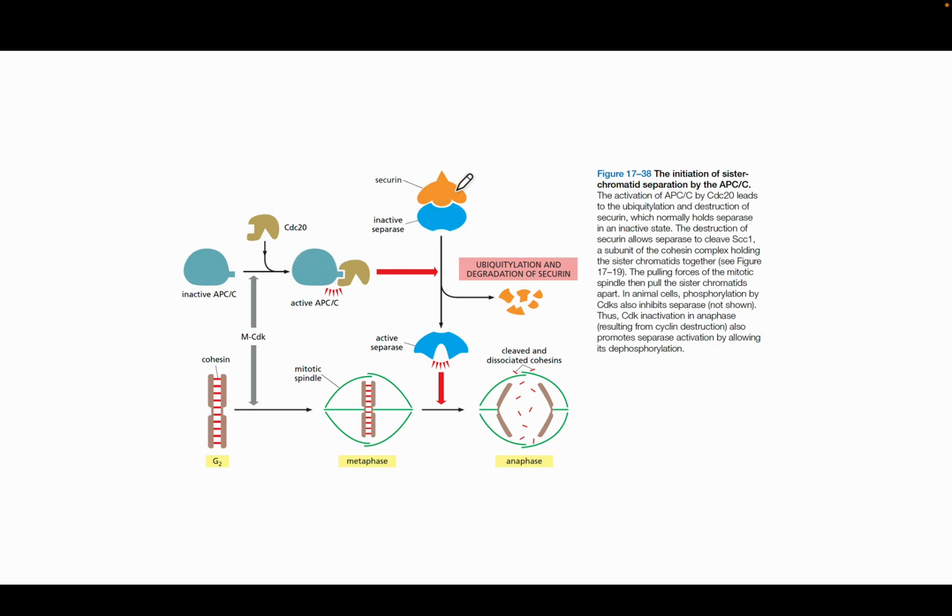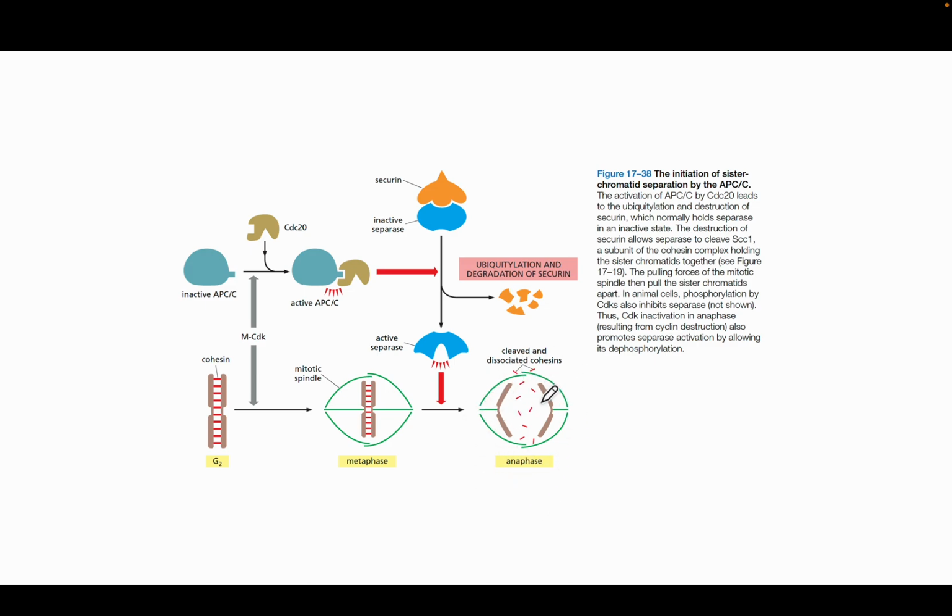We know that when securin binds with separase, the separase becomes inactive. So APCC helps in the ubiquitination and degradation of securin, so that the separase is now released and becomes active. Eventually, mCDK helps in metaphase, and condensin is the protein involved. When the sister chromatids are now at the mitotic spindle, separase comes into play and breaks the cohesins which are holding the two sister chromatids. Those cohesins are clipped and dissociated.